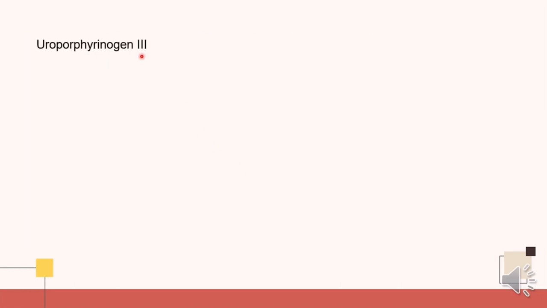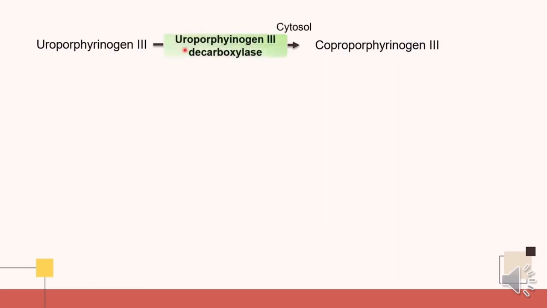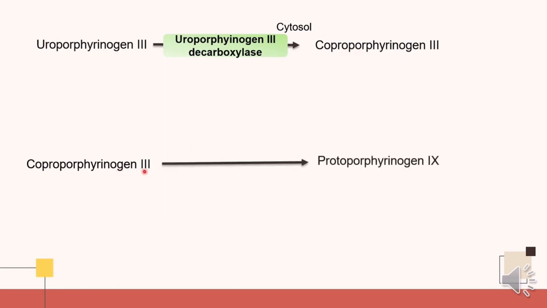Uroporphyrinogen III will be converted into coproporphyrinogen III by the enzyme uroporphyrinogen III decarboxylase. This also occurs in the cytosol. From there, coproporphyrinogen III will be brought back to the mitochondria and be converted into protoporphyrinogen IX by the enzyme coproporphyrinogen oxidase. And it's in the mitochondria.